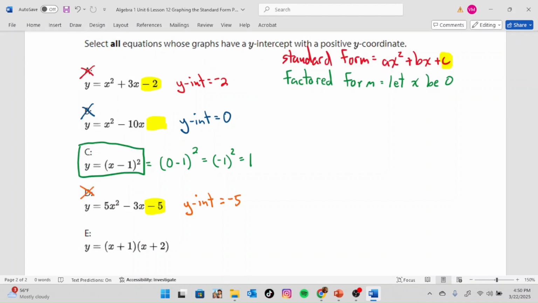Our last option is choice E. Again, this is in factored form, so we're going to let x be 0. That means that we have 0 plus 1 times 0 plus 2. 0 plus 1 is 1. 0 plus 2 is 2. And 1 times 2 is 2. That's a positive y-coordinate, so that means E is our other correct choice.